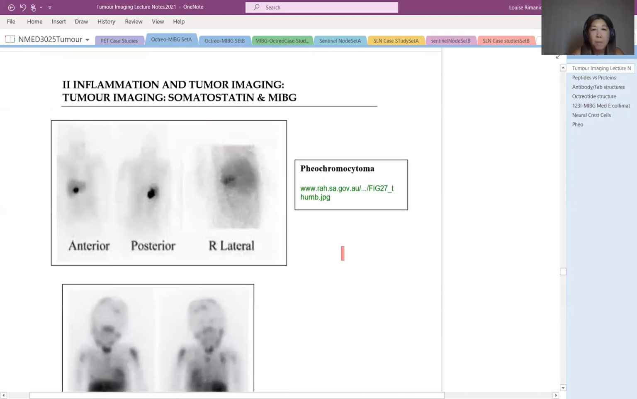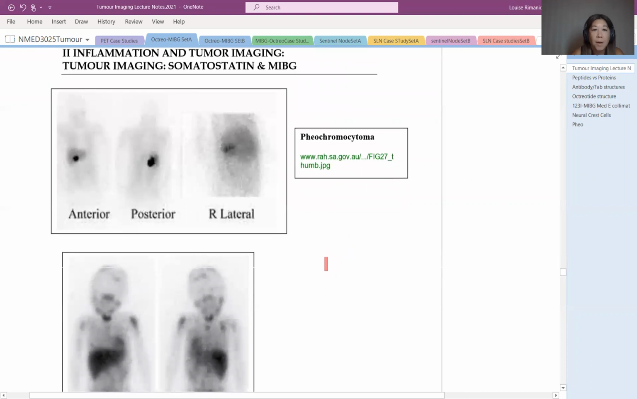So here's a couple of abnormal studies. This is a pheochromocytoma. You wouldn't miss it. The resolution's not great, but it's clear that there's this focal uptake in the region of the adrenal gland, and this was actually a pheo.